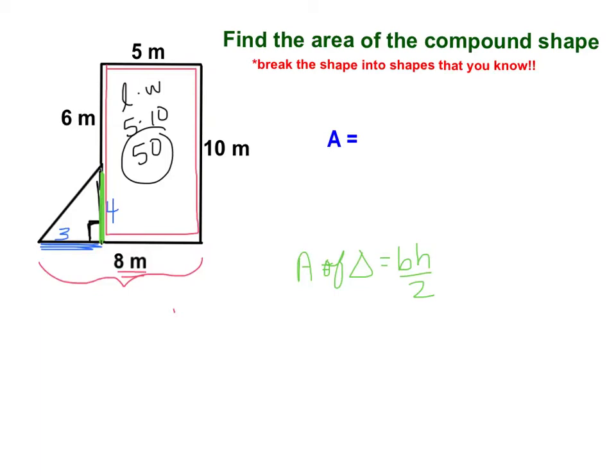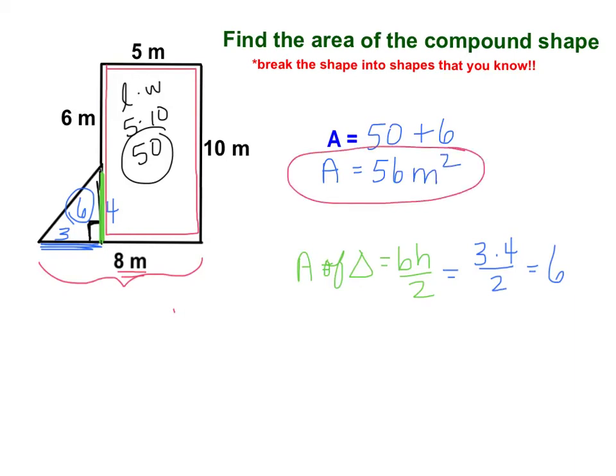So in order for me to find the area, it's my base, which is 3, times my height, which is 4, divided by 2, which is equal to 6. So how do we find the area of the composite shape? Let's go ahead and add the area of the rectangle and the triangle. It's 50 plus 6, so my area of the compound shape is actually 56 meters squared.